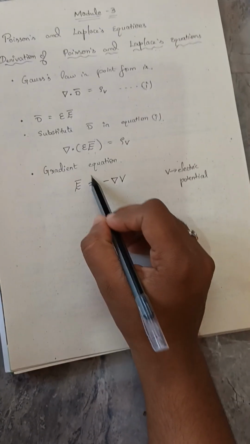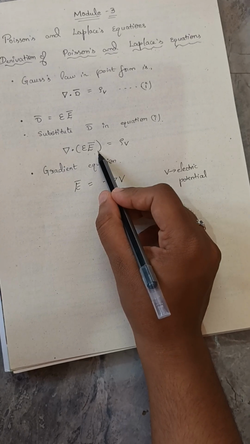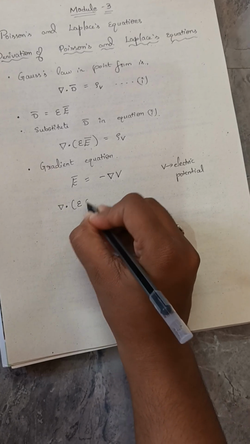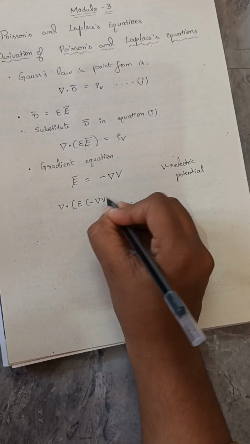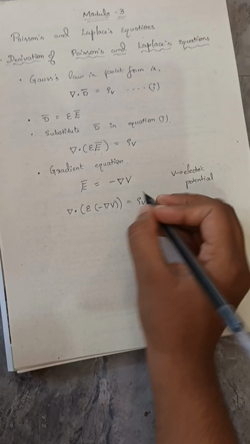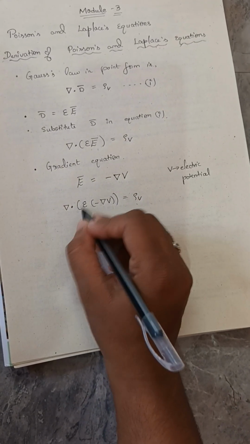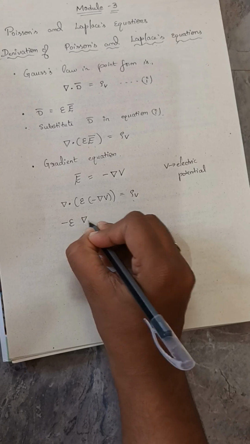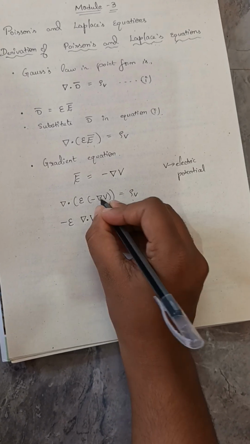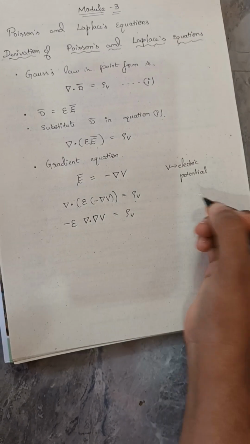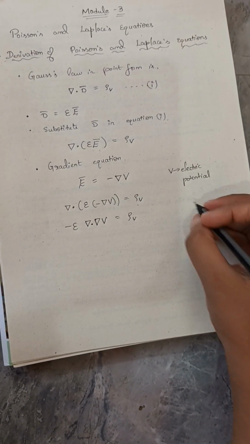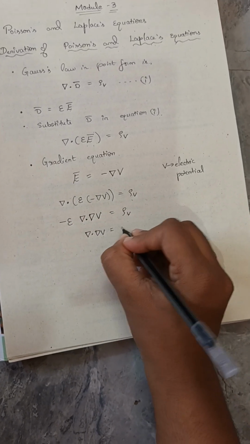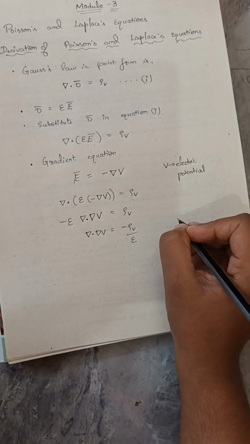Now I'm going to substitute E in this equation as minus del V. So I get del dot epsilon into minus del V. I can take the minus and epsilon outside because epsilon is constant. So I can write it as minus epsilon, and the remaining part will be del dot del V, which is equal to rho V. Now I keep del dot del V here and take the minus epsilon to the other side. It becomes minus rho V by epsilon.